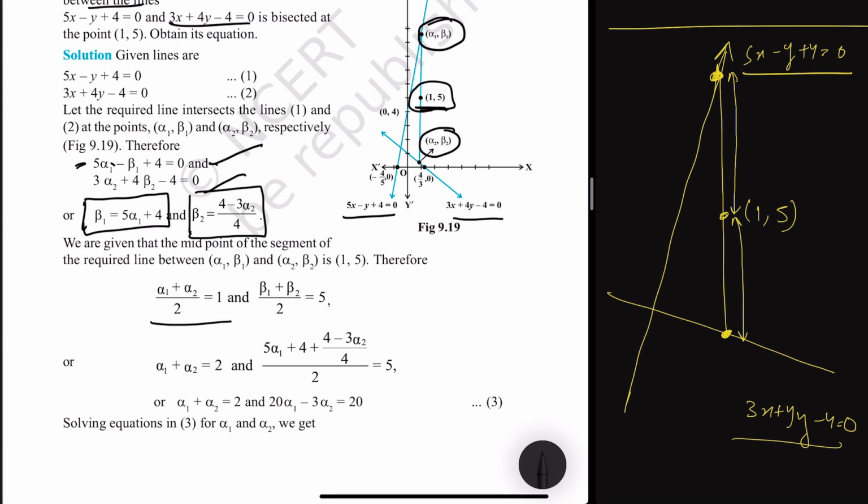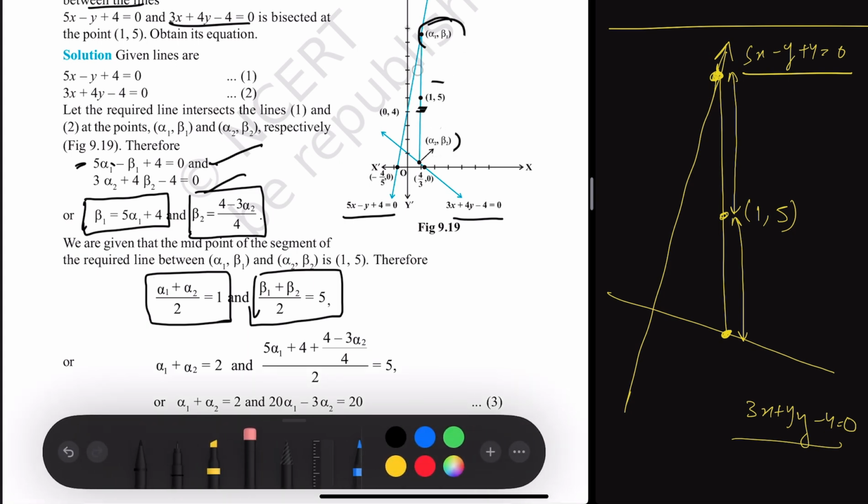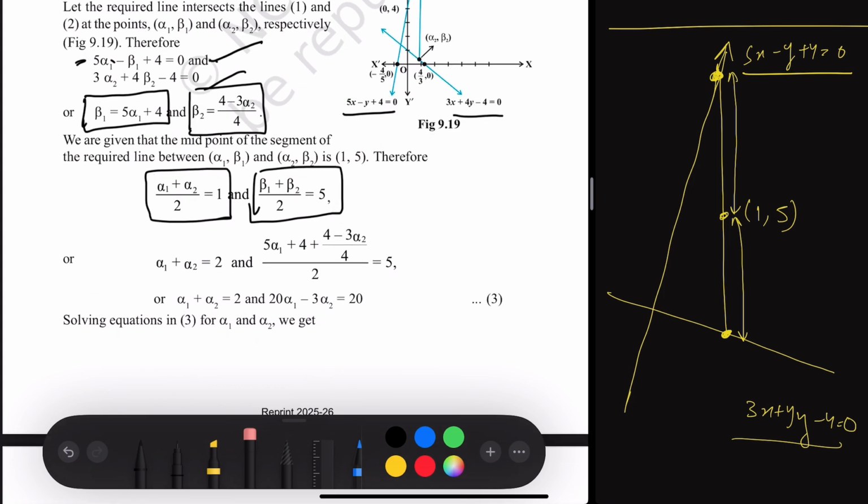So we have another relation, alpha 1 plus alpha 2 upon 2 is 1 and beta 1 plus beta 2 upon 2 is 5. So what I'm trying to say is that since we know that 1 comma 5 bisects this line segment, we know that alpha 1 plus alpha 2 upon 2 will be equal to 1, and beta 1 plus beta 2 upon 2 will be equal to 5. So this is the other relation that we have.